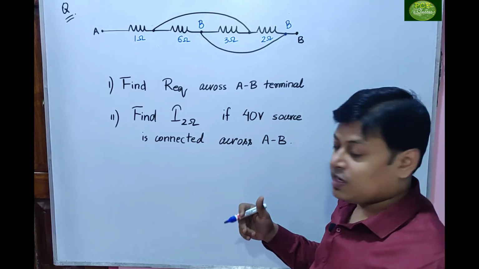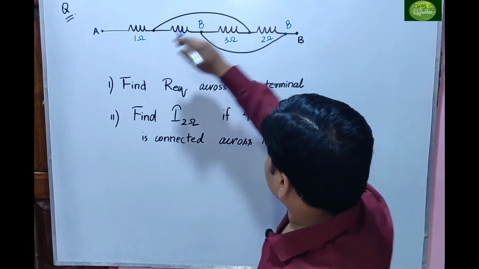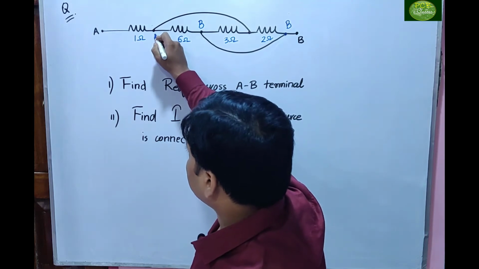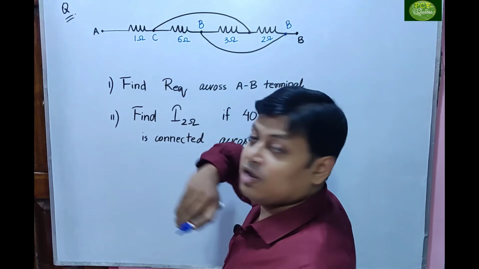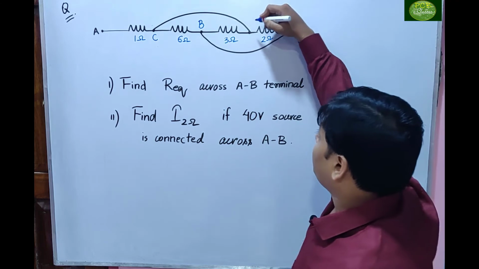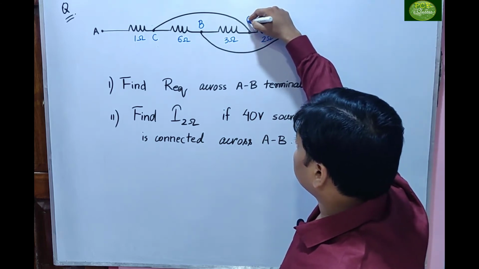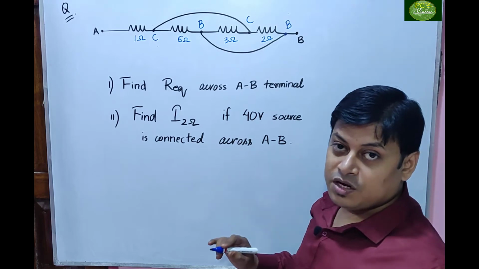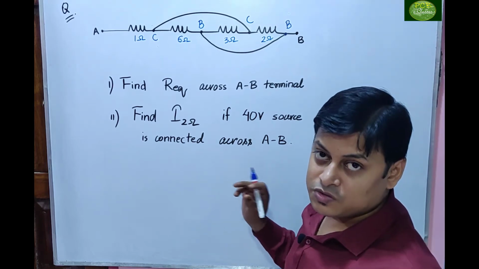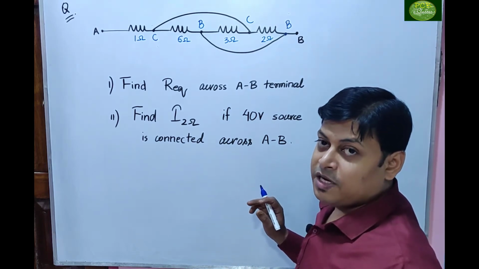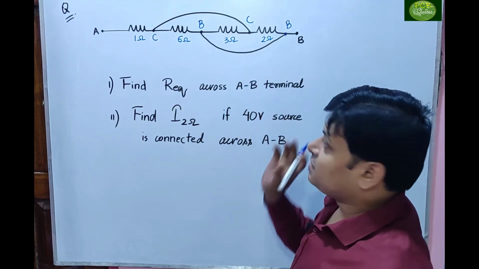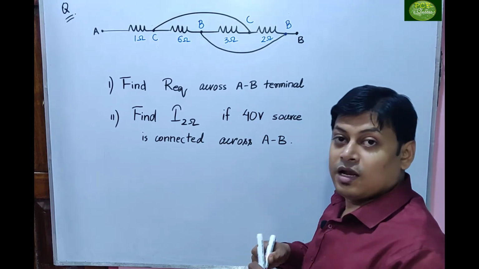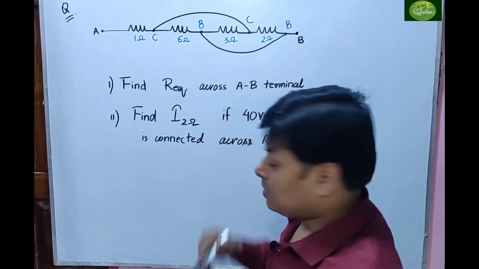Yes, definitely. Similarly, these 2 points are connected. That means if I say this point is named as C, then definitely this point will also be named as C. We have given the nomenclature or the names to the nodes. Fine. How many nodes are here? A, B, C. So we'll draw A, B, C. Let us redraw the circuit.